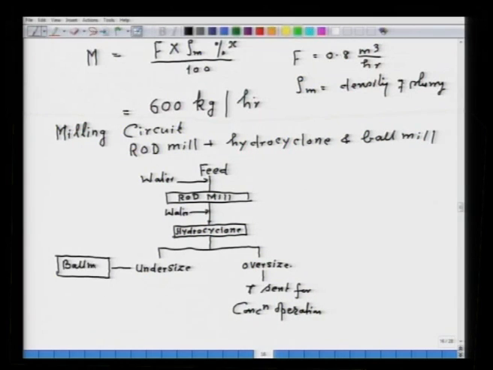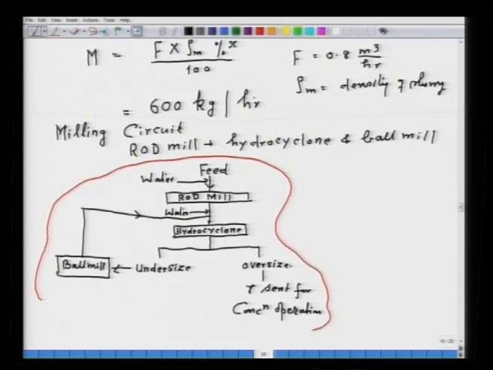and the product of the ball mill can go further to the hydrocyclone. That is the direction. So, this entire thing is called a circuit of milling. You are required to analyze this circuit. That means, you are required to know what is the amount of water that is flowing, what is the amount of solid that is flowing, and so on.